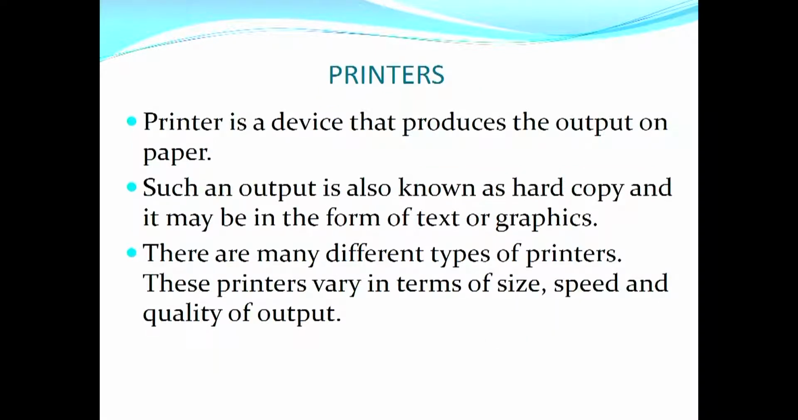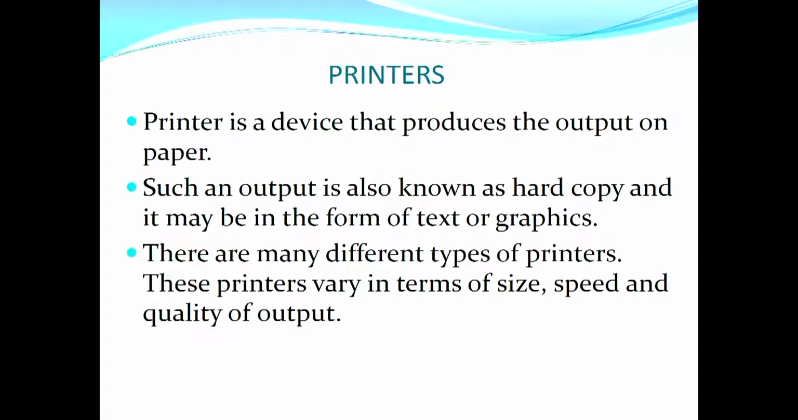Next is printers. Again, a printer is a very important output device. Whenever you want to get your output on paper, you need a printer for that. Suppose you need to carry some information in hard copy form, and you have a computer but you do not have a printer, then the computer is of no use because you cannot carry the information as a hard copy. So for having the output in your hands in the form of a hard copy, you need a printer. A printer is a device that produces the output on paper. Such an output is also known as hard copy, and it may be in the form of text or graphics.